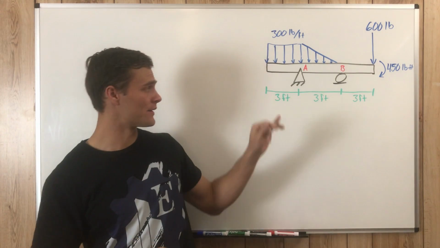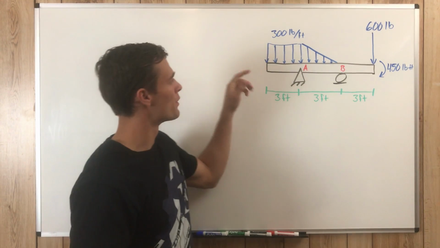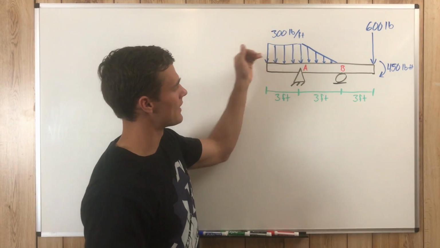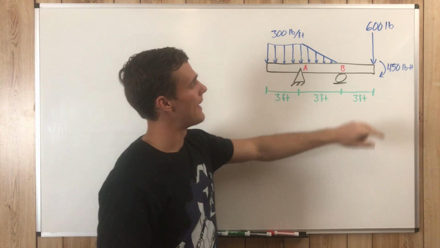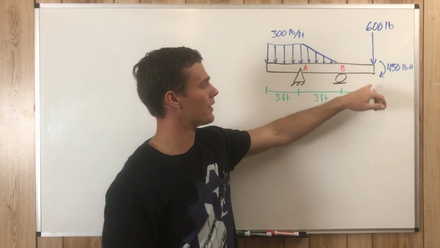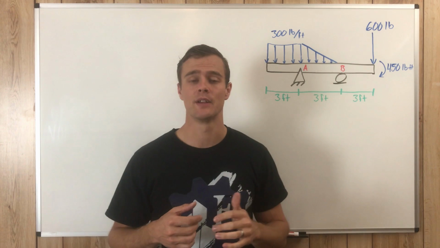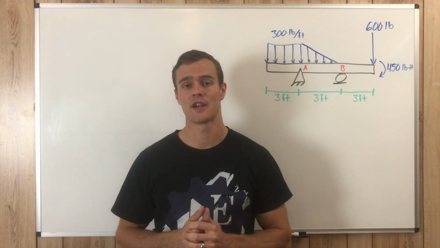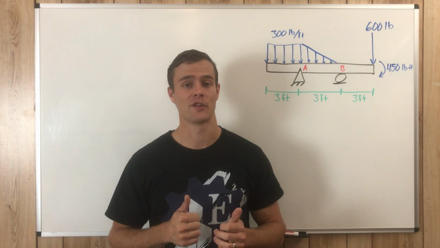Okay, so what we have here is a beam with both a flat distributed load and a triangular distributed load, and a point moment and a point load there at the end. And what we need to do is draw our shear and moment diagrams for that. That's what we're going over in this video.